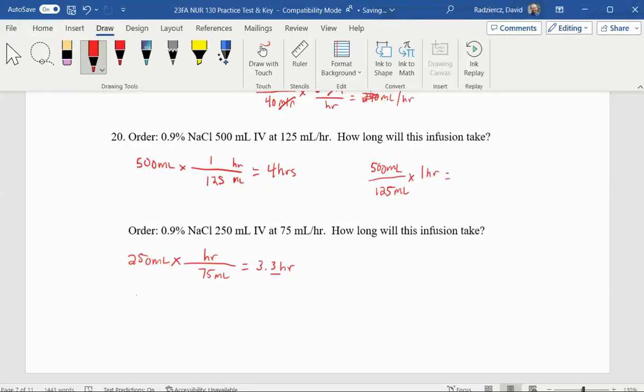So what you would do is take your 250 milliliters, and instead of 1 hour, it's 60 minutes, and then 75 milliliters. Then I'm going to find out what the total minute calculation is. So 250 times 60 divided by 75 is going to give me 200 minutes.